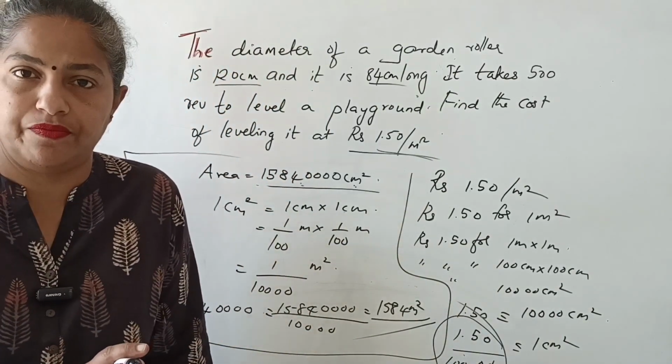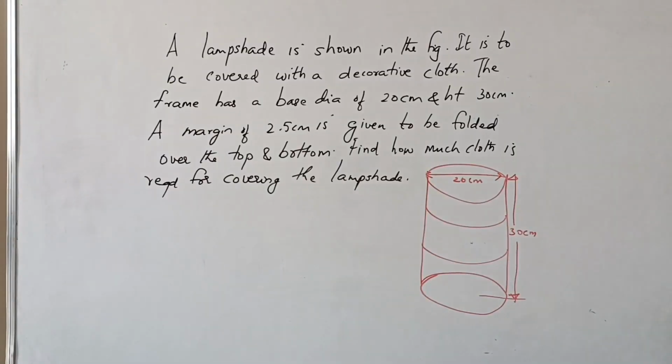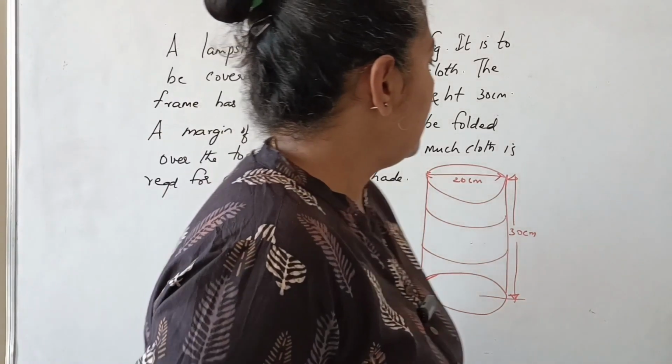You can do this also. Okay. A lampshade is shown in the figure. It is to be covered with a decorative cloth. The frame has a base diameter of 20 centimeter and height 30 centimeter. A margin of 2.5 centimeters is given to be folded over the top and the bottom. Find how much cloth is required for covering the lampshade.